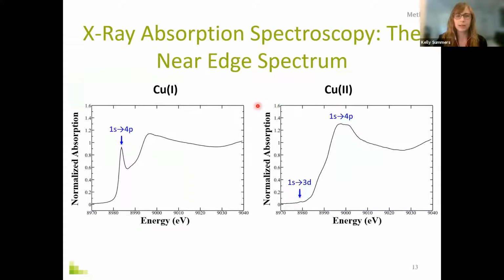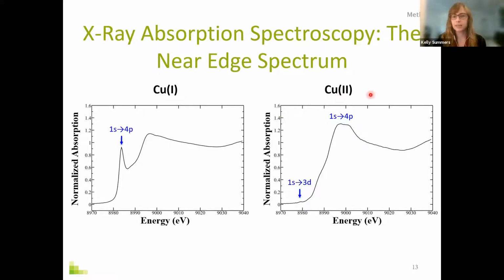To give a couple of examples of a near edge spectrum and highlight some of the distinctions it can make, you can see on the left is a copper 1 spectrum. In copper 1 spectra, one of the most prominent transitions is this 1s to 4p, and it can give us a little bit of information about the coordination of the copper 1. This peak is typically very high in digonal complexes. This, I believe, is an example of a trigonal complex, and it's often a bit smaller in a tetrahedral geometry.